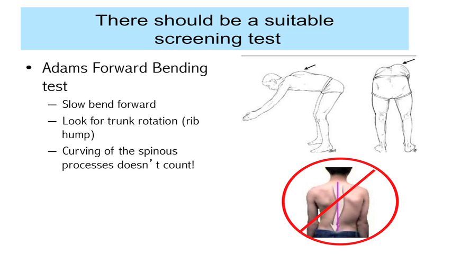And the observer is trying to see if the ribs on one side of the chest are higher than the other, or if the muscles on the low back and the lumbar spine are higher on one side than the other.